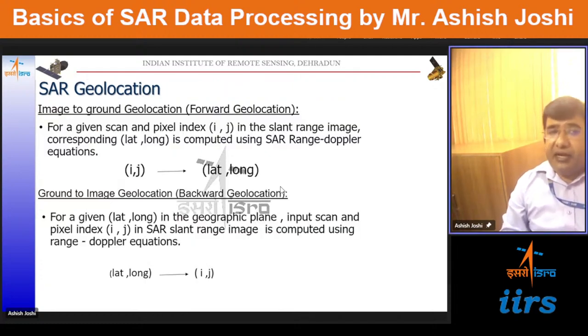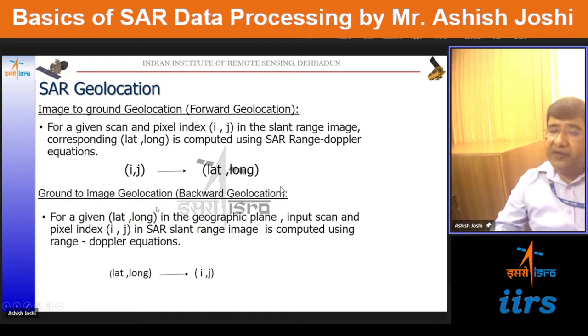So in SAR geolocation, what basic concept do we have to follow? First, we have to assign, for a particular scan pixel in an image, what is the latitude and longitude? That is called image to ground geolocation, or forward geolocation. So for a particular IJ, what is the lat long? This is called forward geolocation. Okay, this we have to do.